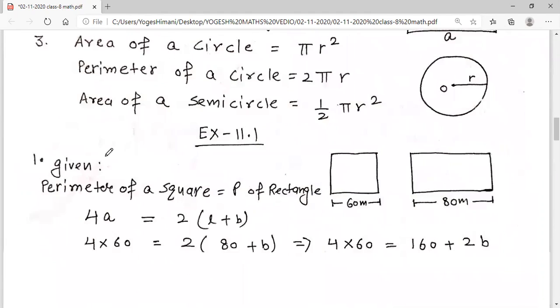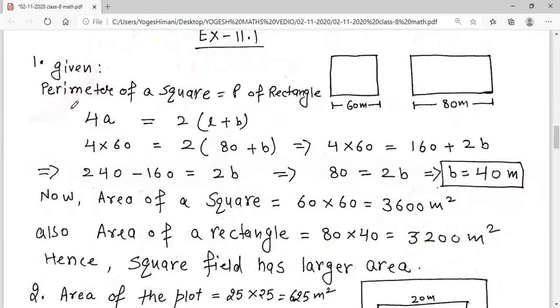Next, what is the solution of this question? We are given that perimeter of a square is equal to perimeter of a rectangle. So what is perimeter of a square? We have learnt in the formulas, that is 4a, which is equal to 2 bracket l plus b. So 4 multiply side, which is 60 meter, is equal to 2 bracket l, which is 80 meter, plus b. Now 4 multiply 60 is equal to 240, which is equal to 160 plus 2b.